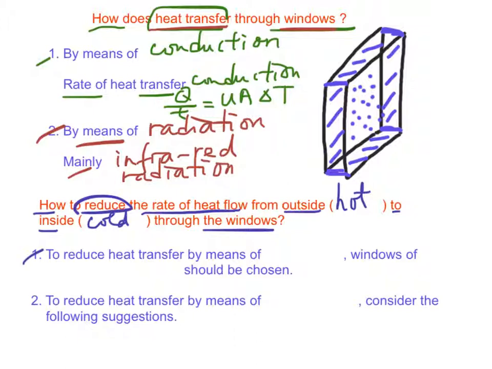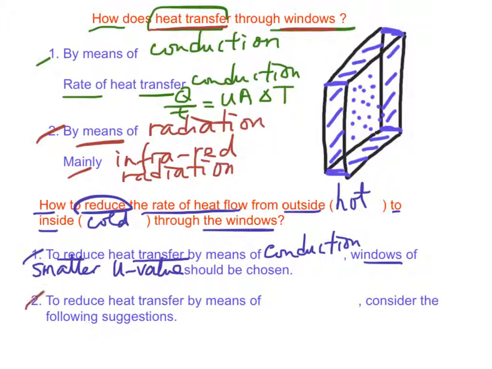First, to reduce heat transfer by conduction through the windows, windows of smaller U values should be chosen. Also, to reduce heat transfer through the windows by means of radiation, we have different methods. Let's consider the following suggestions.